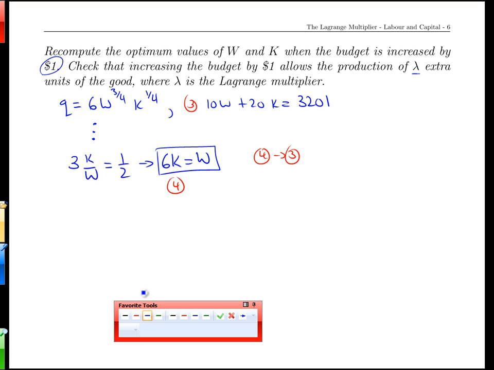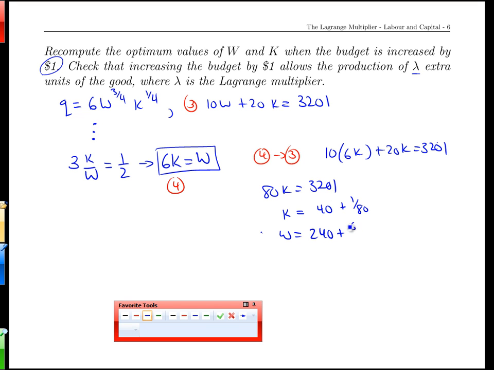And once we do that, we're going to have 10 times 6K plus 20K equals 3,201. So 80K equals 3,201. And so K is going to be, sorry, it's going to be 40, plus a little fraction, 1 over 80. Because we put in 40, 80 goes into this number 40 times, and there's a 1 left over. So it's nice to highlight the contrast or the effect of this change in budget. Our workers would be 240 plus 6 over 80. That's coming from our 6 times K.